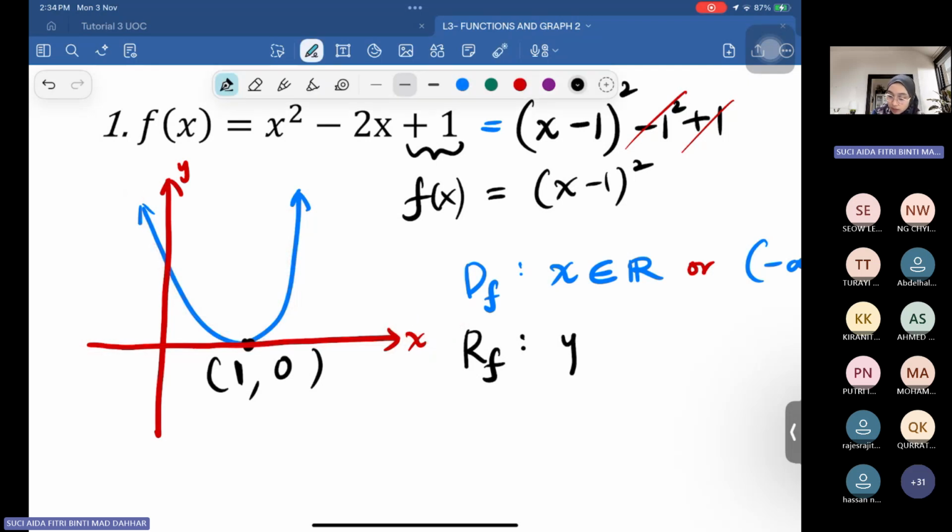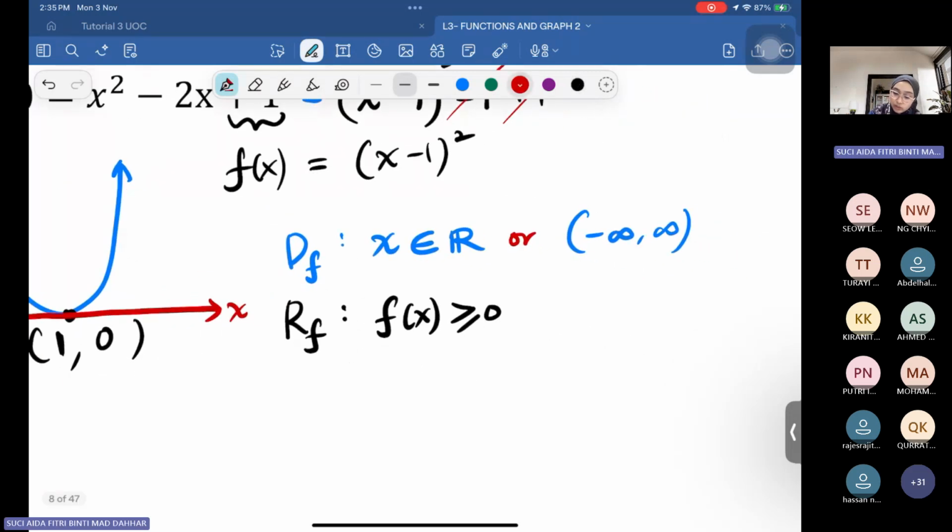You can write y, but the best is to write the name of the function. So this function is f(x). f(x) means the y coordinate. So the y coordinate is always greater than or equal to 0. That's how you write it in inequality form.